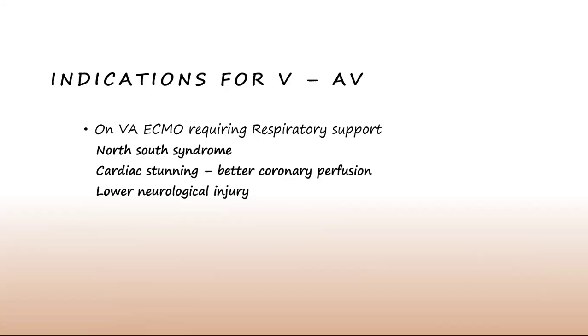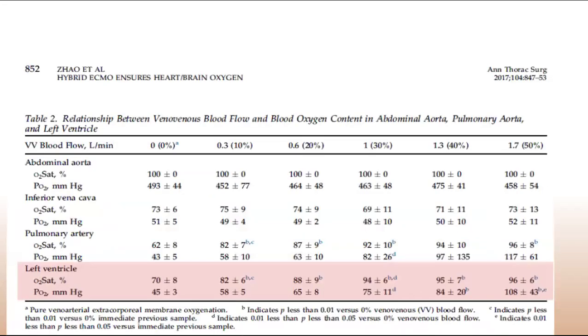So when there's a mix of these two clouds, there will be a north-south syndrome, where the upper half of the body will be perfused with deoxygenated blood and the lower part of the body will be perfused with hyperoxygenated blood. So in a VA ECMO, whenever there is a cardiac recovery slightly happening with a lung deterioration, yes, you need to convert from VA to VAV. Even for cardiac stunning situations, for achieving better coronary perfusion, we can go for VAV. And the most important indication is to decrease the neurological injury. You can go for a VAV kind of ECMO here. Those are the basic indications.